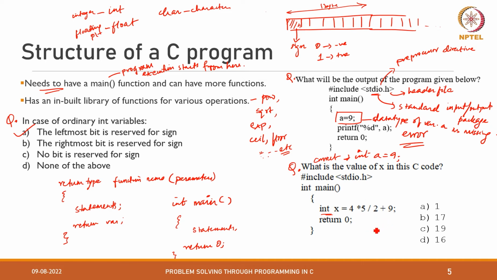So if we follow the BODMAS rule, then there can be a different answer. The answer here will be 19. Let me tell you why. We have something called operator precedence and operator associativity. These are two terms that we have: operator precedence and operator associativity.